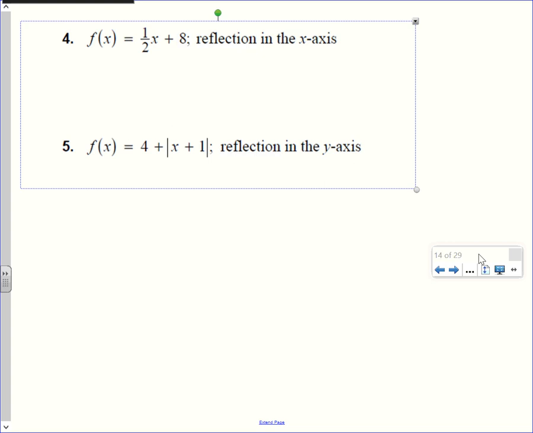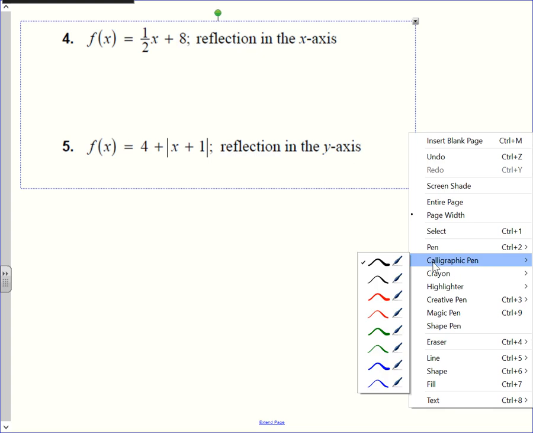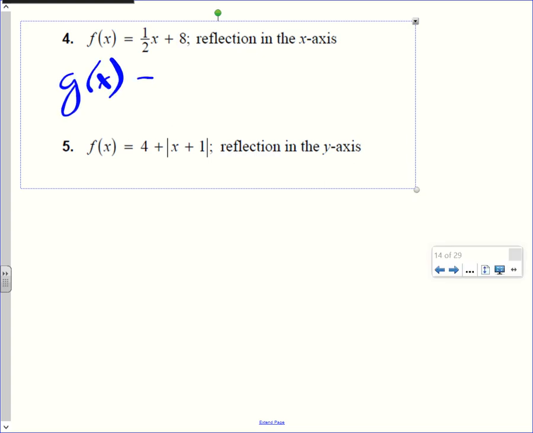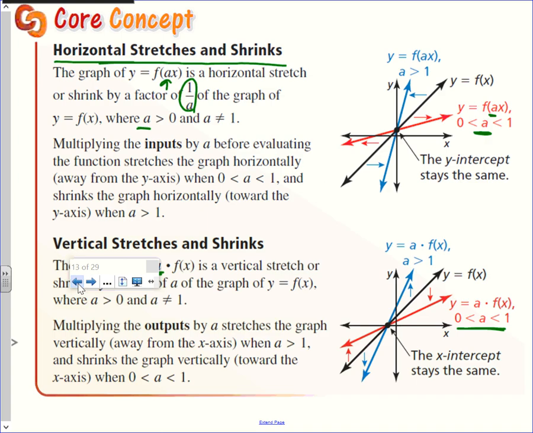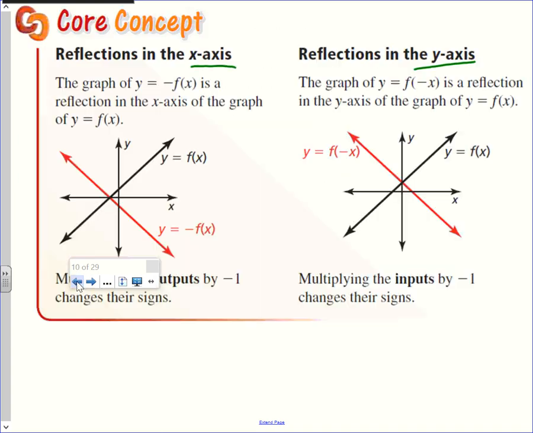We want to reflect this in the x-axis. We're going to make a new function, g of x, that reflects f of x in the x-axis. So g of x equals, let's take 1/2 x plus 8 and reflect in the x-axis. Let's look at our notes to see, how do you reflect something in the x-axis? Is that multiplying the input or the output by something? Notice it's multiplying the whole output by a -1. You want to have your notes organized so you can refer back to how you do a certain transformation. So I'm going to multiply the whole output by a -1 as opposed to simply the input. If I multiply just the input, that's a reflection in the y-axis. But here I want a reflection in the x-axis.